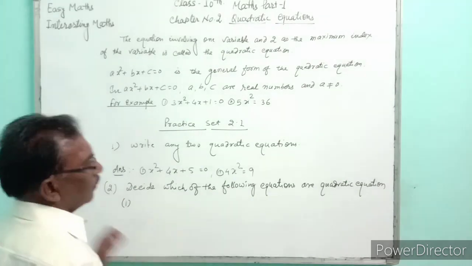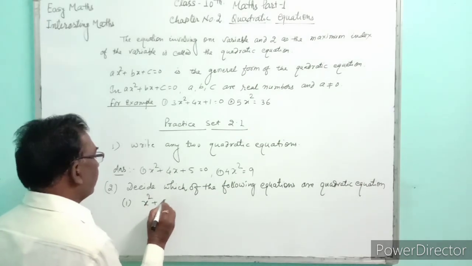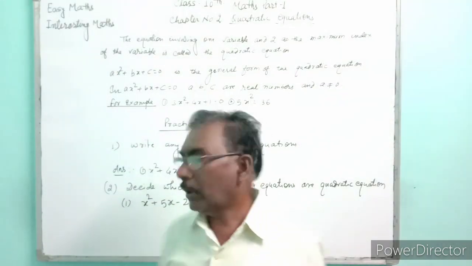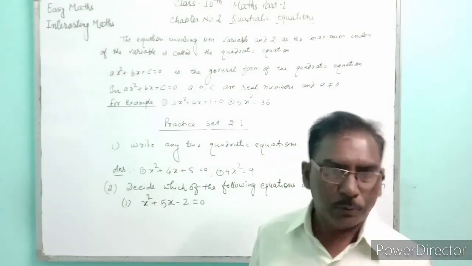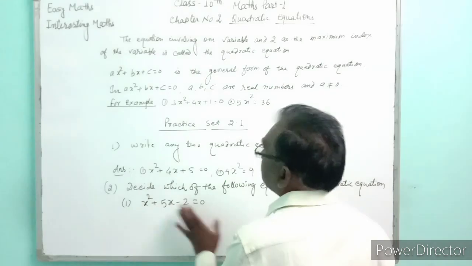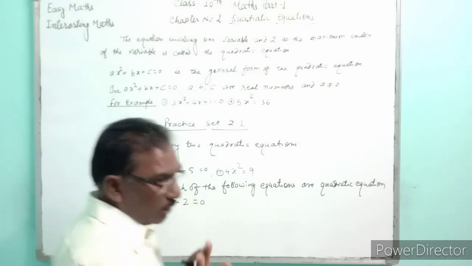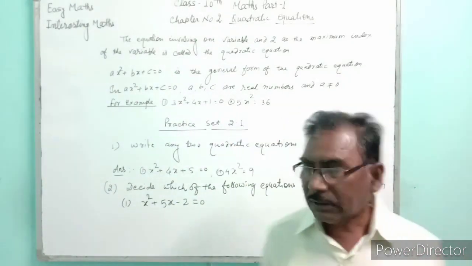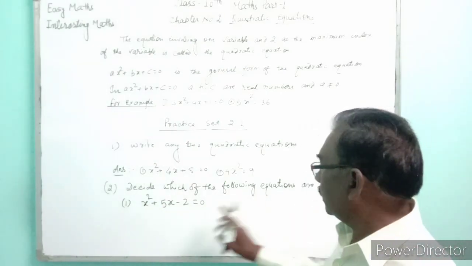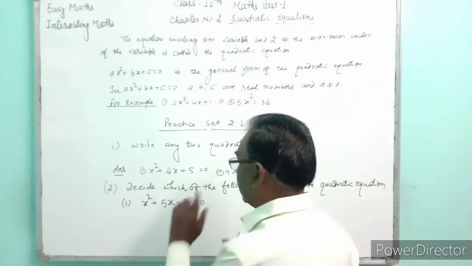One, x square plus 5x minus 2 is equal to 0. This is an equation because it has two sides. This is the left hand side, this is the right hand side. We have to decide whether it is a quadratic equation or not. How can we decide whether this equation is quadratic or not? Yes, we can decide.